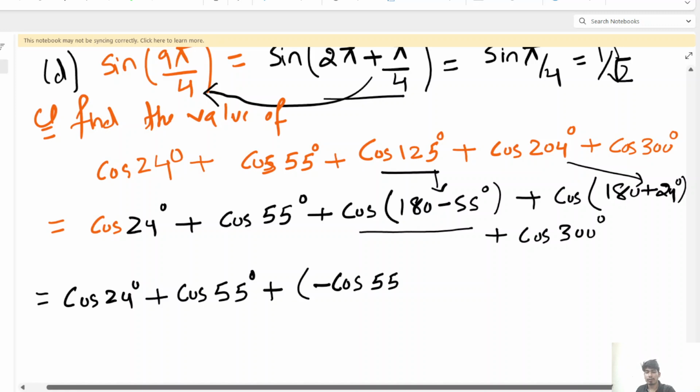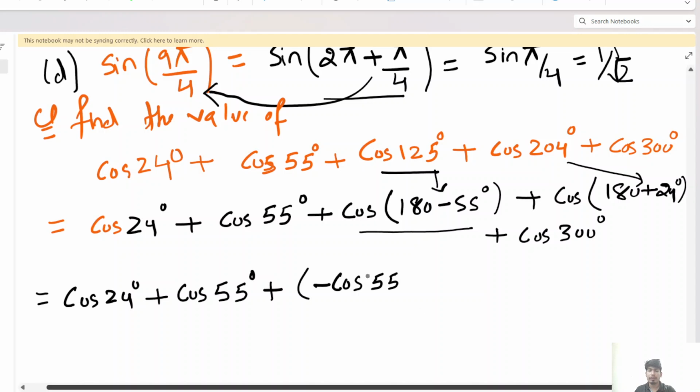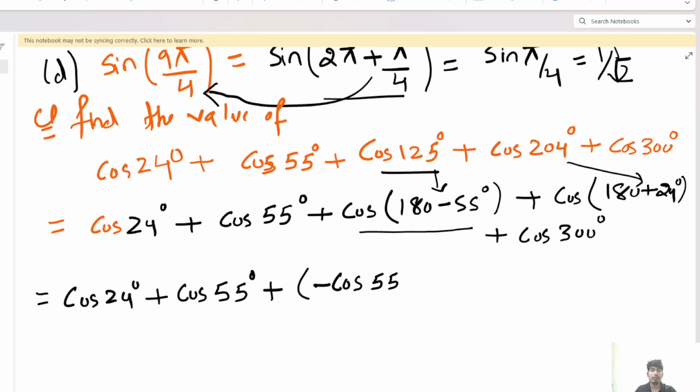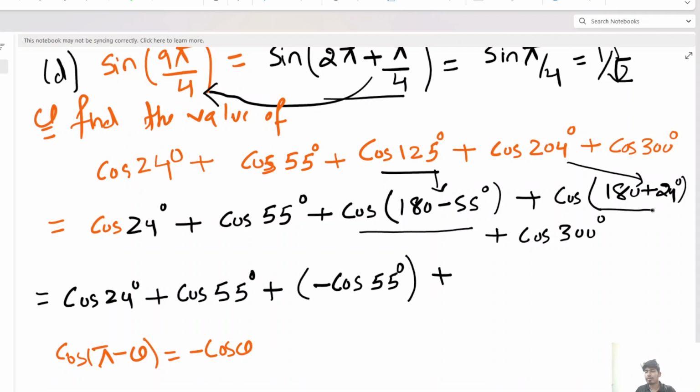Okay, then what is the value here? Cos(pi minus theta) is minus cos theta. We know cos of pi minus theta is minus cos theta. So here we get minus cos 55 degree, plus, here cos(pi plus theta) is also minus cos theta. Then this is cos 24 degree, and here cos 300.